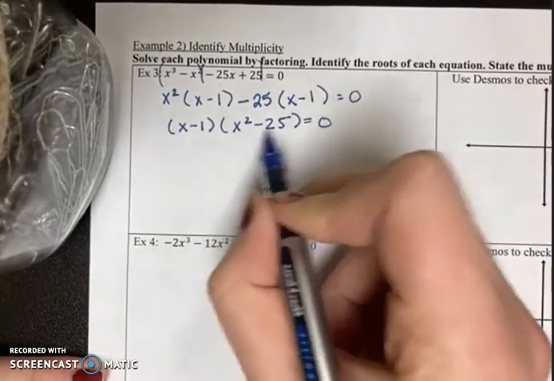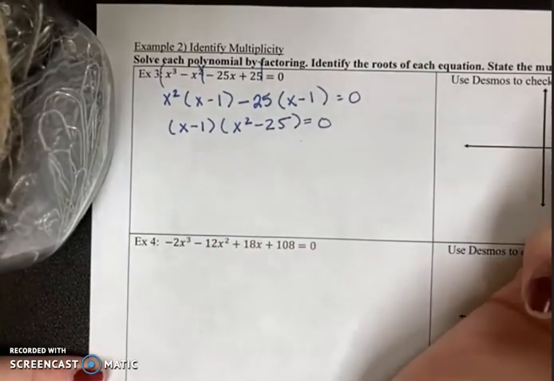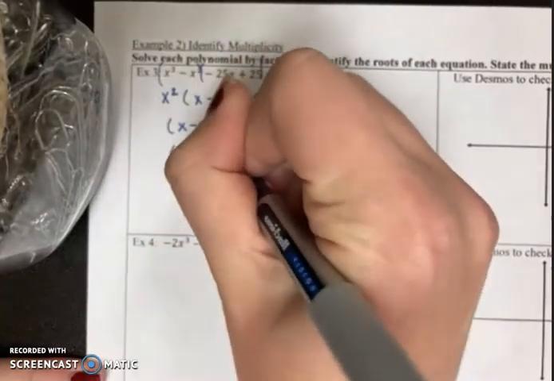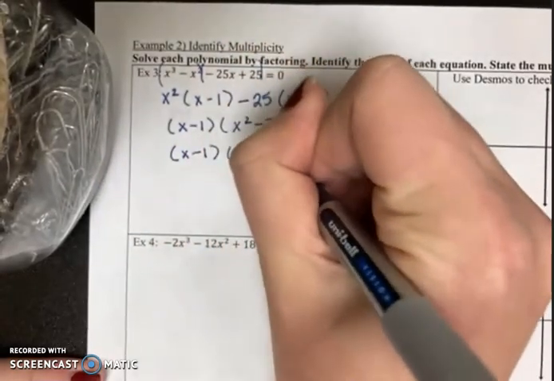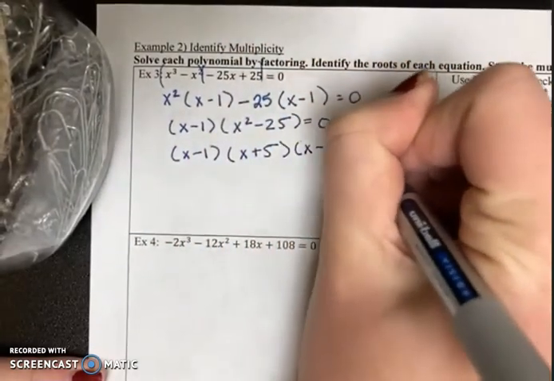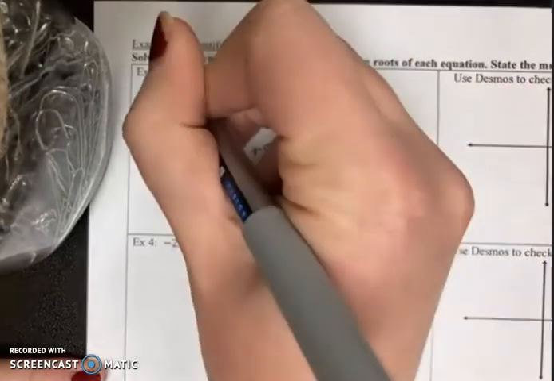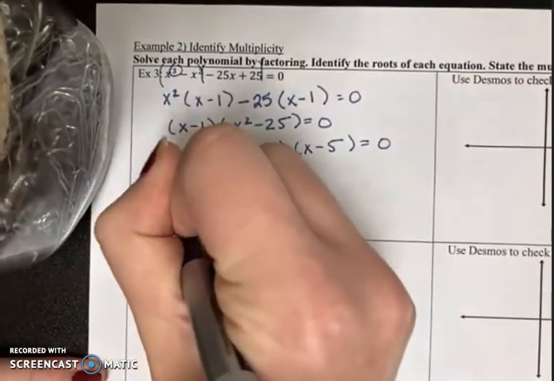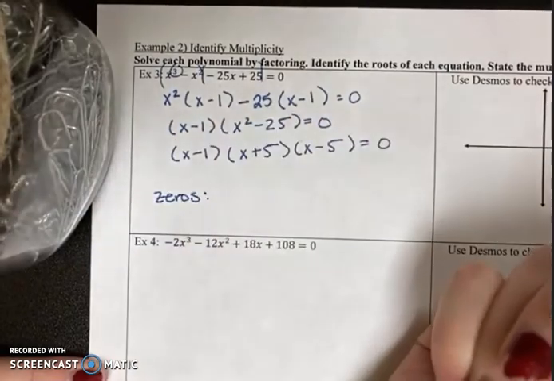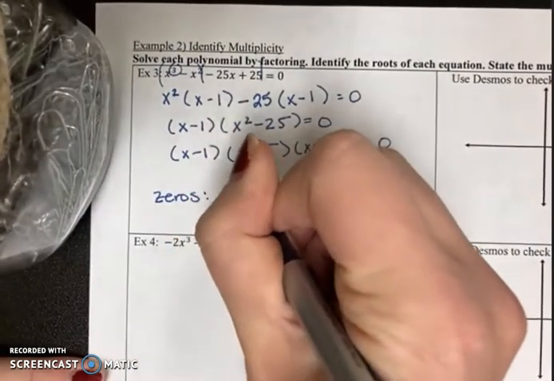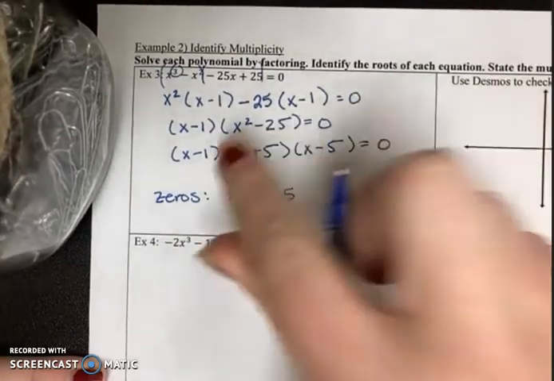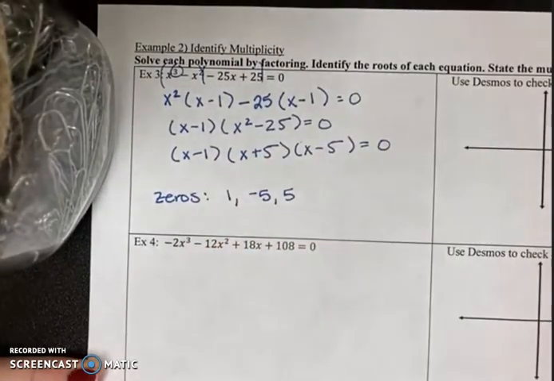By doing this, I now have a quadratic that I could factor further. It's a difference of 2 squares, so it's x minus 1 times x plus 5 times x minus 5. Since this was a cubic function, I know that there should be 3 zeros, 1, -5, and +5. And again, I just got those by setting each binomial equal to 0.